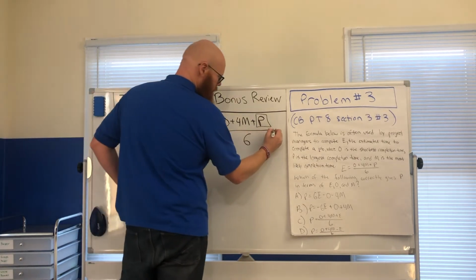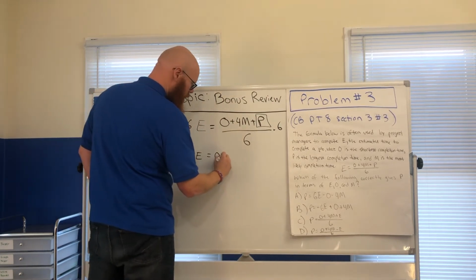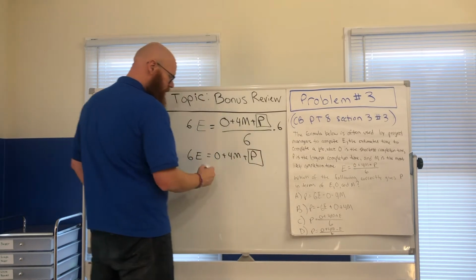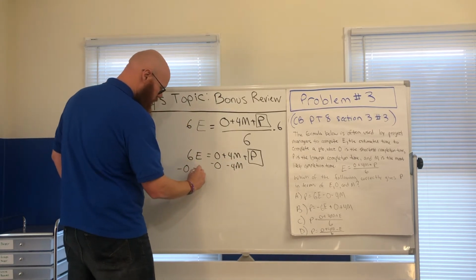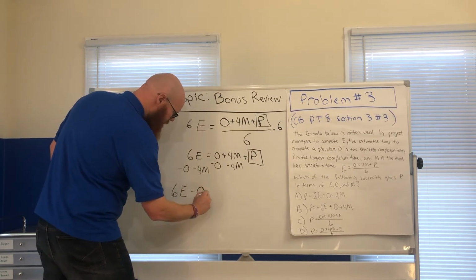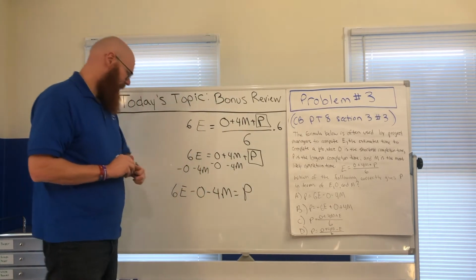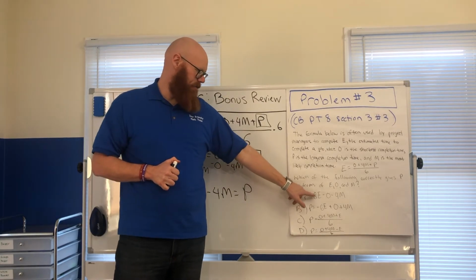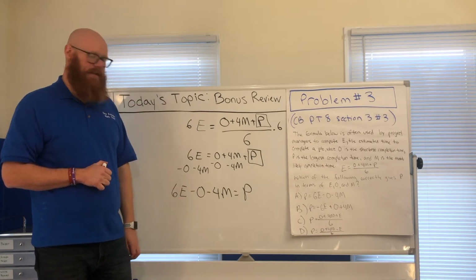So I would simply just multiply each side by 6. So 6E equals O plus 4M plus P. And again, P is what I'm isolating, so I want to move O and 4M to the other side. None of these are like terms, so I get 6E minus O minus 4M equals P. That's it. So now look at your answers, and that gives me A. P equals 6E minus O minus 4M. And that's what we have.